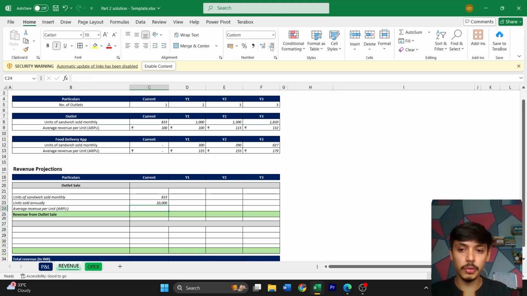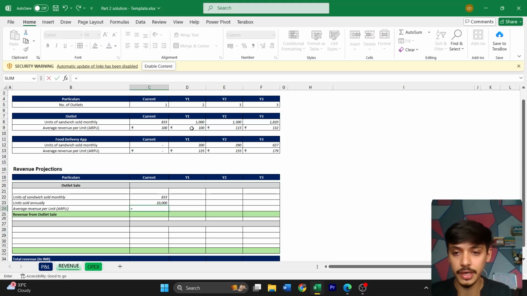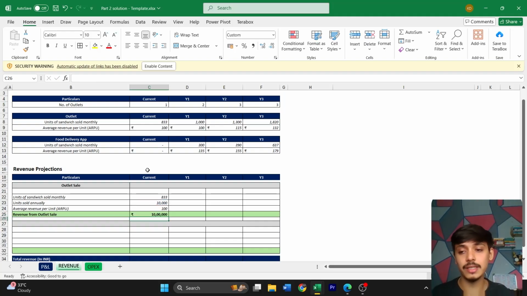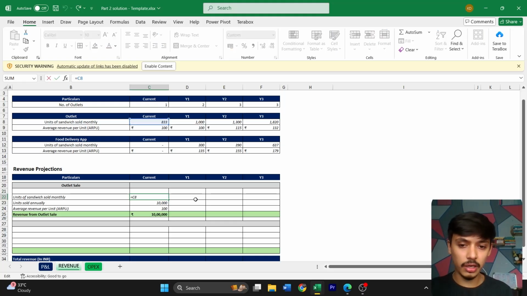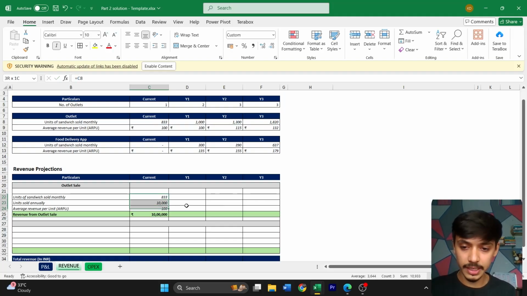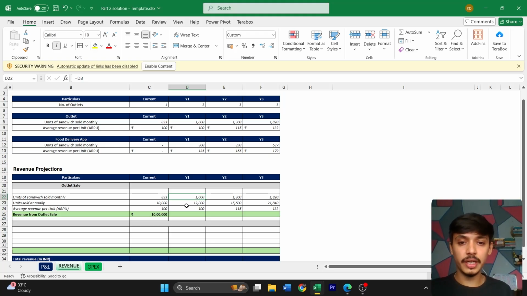Now the average revenue per unit, we already have that number as 100, and now we will calculate revenue from outlet sale, which was 10,000 multiplied by 100, which is 10 lakh rupees. So that is how we got the number of 10 lakh in our P&L statement. Similarly we will do it for year 1, year 2 and year 3. We have already plugged in the proper sales over here, and we want to just scale it to year 1, year 2 and year 3. So we will copy these entire 3 cells and paste them over here. That way we do not have to manually plug in all the numbers, and we can do it in a systematic and fast manner.